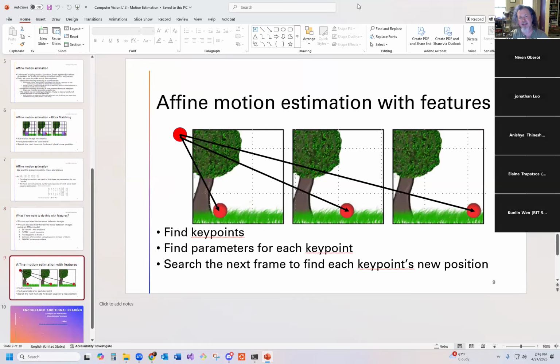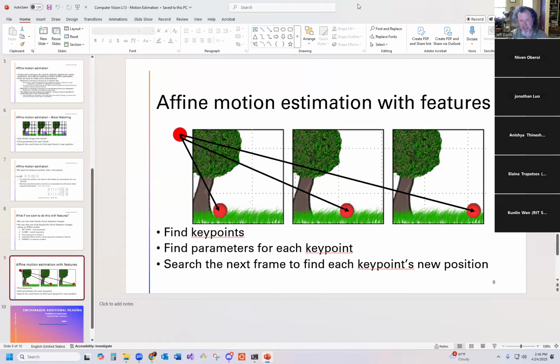And so you can kind of see, here's what affine motion estimation looks like if we're using features, where we've got our source image, our red ball, and we're going to find our feature vector for the red ball. We're going to find all our feature vectors in the image. We're going to find out which one is the red ball. And then we're just going to find that key point in every subsequent frame and use its motion through those frames to find its motion equation.